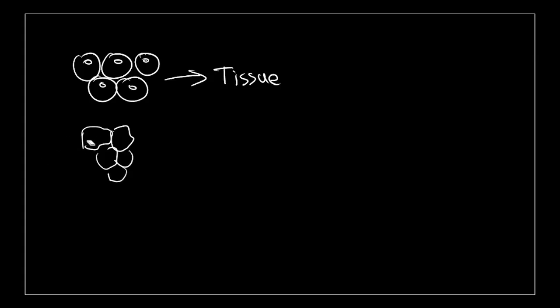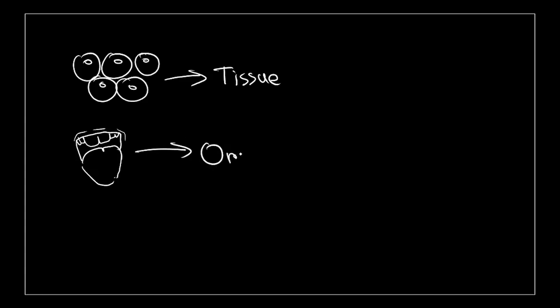Okay. Well, am I drawing grapes? Let's just draw a tongue and call it out for the day. I'm pretty bad at drawing, so please do not judge. So that's the tongue. So a group of tissues, they make organs.